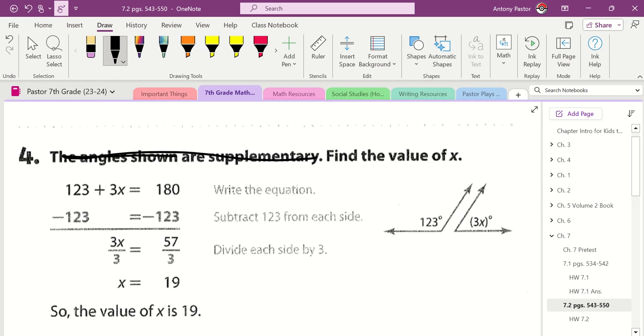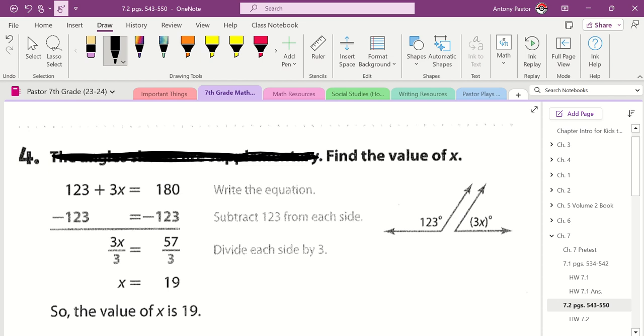If this sentence is not there, that's a game changer, right? Find the value of x. Can you find the value of x now? No. Why? Who can raise your hand and tell me why? Because we don't know if it's supplementary or not. We don't know. You're getting on the right track.